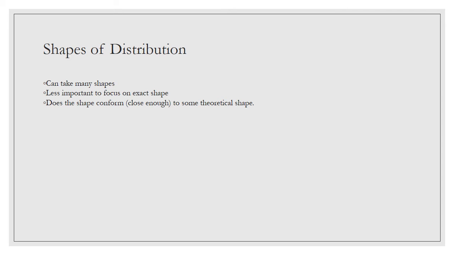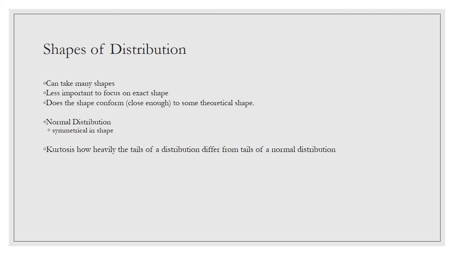We're going to move to the general shape of distributions. There are a lot of different shapes and distributions that our data could take on. So it's much less important here to focus on what the exact shape is, but instead we really want to know, does the shape conform or does it come close enough to some theoretical shape? The most popular shape that we try to make things look like, or that we associate with some of our statistical models, is the normal distribution, which typically has a symmetrical shape.